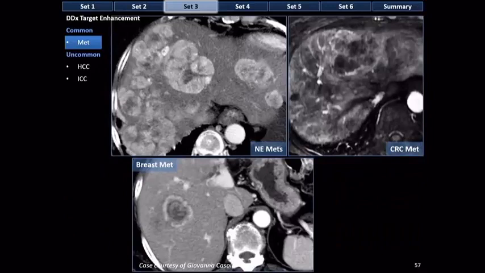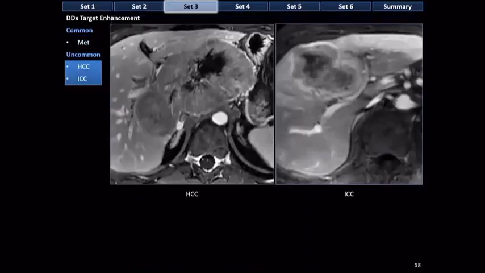So here are a few more examples of target enhancement: CT, top left, neuroendocrine mets; MRI, top right, colorectal cancer metastasis; CT on the bottom, a breast cancer metastasis. So target enhancement is a feature of metastatic disease. But target enhancement can also be seen in hepatocellular carcinoma, as shown on the image on your left, and cholangiocarcinoma, as shown on the image on your right. So to summarize, target enhancement is either a metastasis, an HCC, or a cholangiocarcinoma.